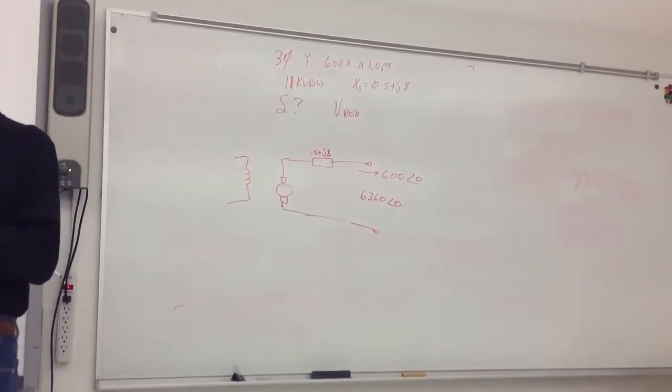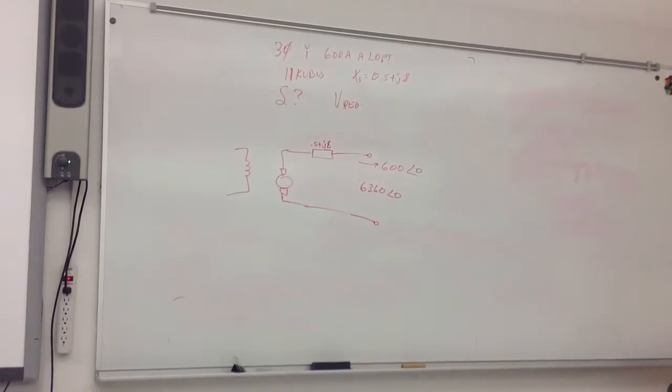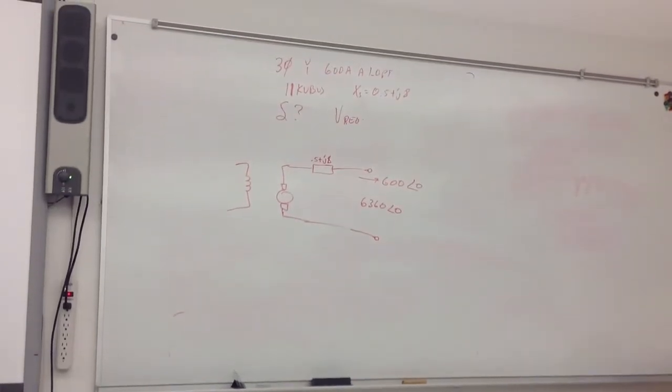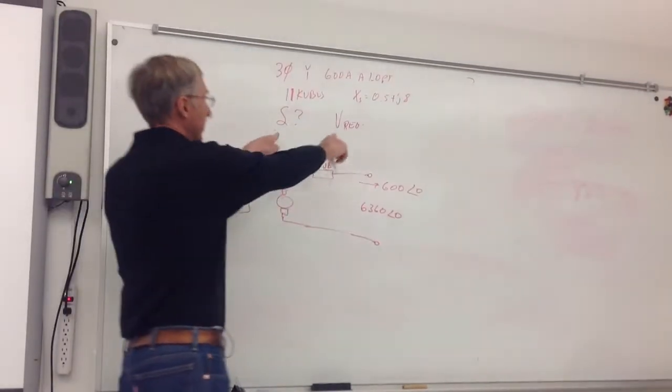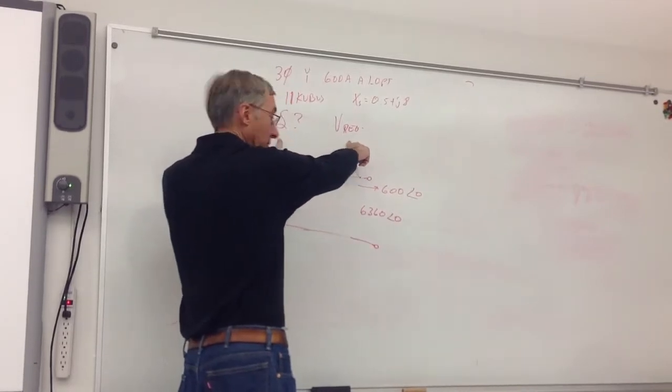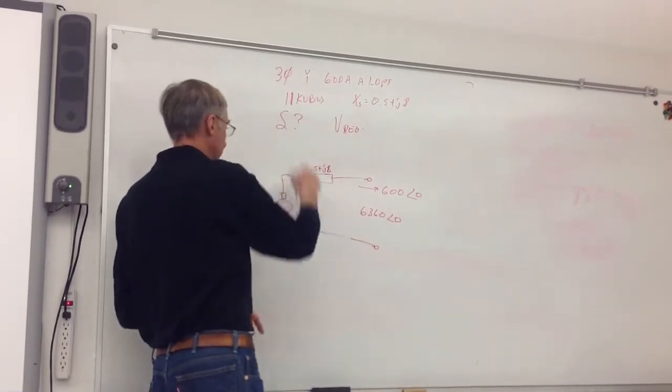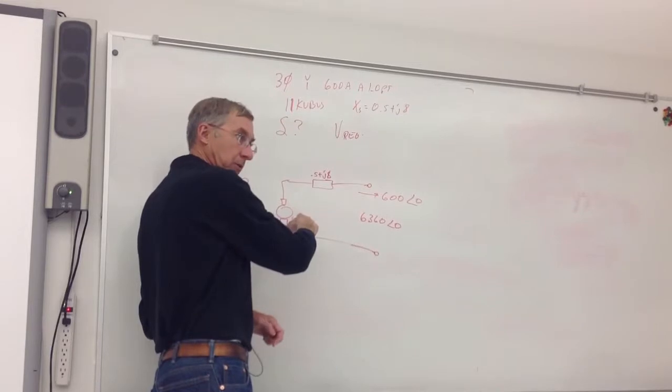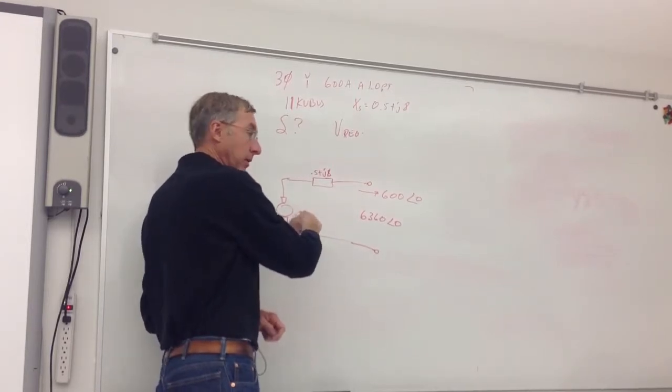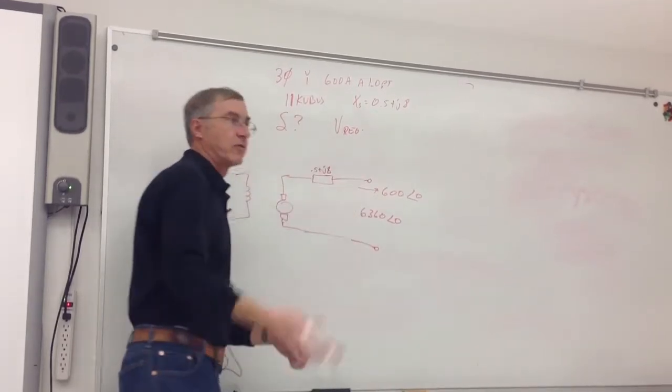Which value? Well, I have to find these two things. Right, V-reg. So I'm trying to find delta, the rotor angle. Delta's the rotor angle, and the voltage. What's the equation for voltage regulation?